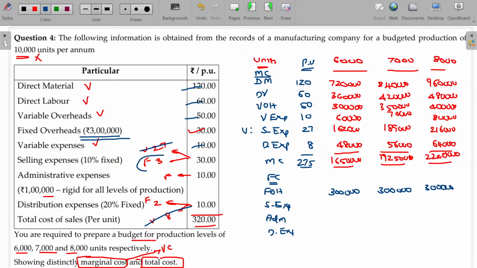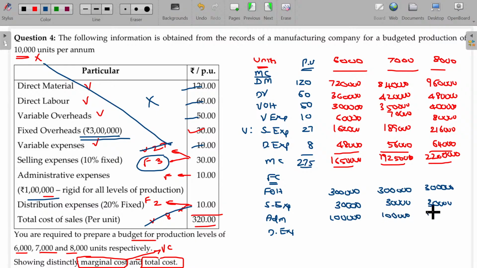Selling expenses being 3 rupees per unit for 10,000 units. Whenever fixed overhead is given per unit basis, it is applicable only for the given level of operation. 3 into 10,000, 30,000, that remains constant at all level. If the given level of operation is only 5,000 units, 5,000 into 3 should be taken. Okay. Admin expenses 1 lakh rigid, at all levels, so constant at all levels. And distribution expenses 2 rupees per unit for 10,000 units, 20,000 rupees.